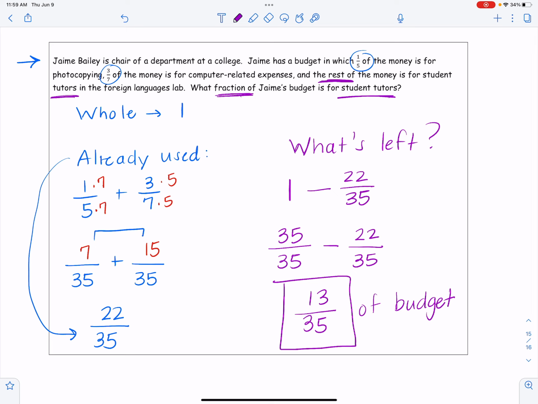All right, so again, when you're talking about a whole or when you're talking about how much is left over, you're subtracting from 1. And 1 with a common denominator is just always going to have the same number up top as what it has on the bottom.